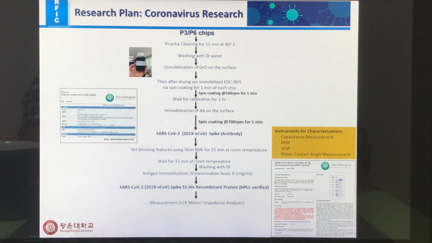Sir, this is the research plan of my coronavirus research. We will have to use the P3, P6 and D3 chips, and then we follow the following steps. We just change the antibody and antigen here, otherwise this method is almost the same as the urine biosensor. This is the antibody images and data sheet, and the instruments we use for characterization are capacitance measurement, AFM, SEM, and water contact angle measurement.